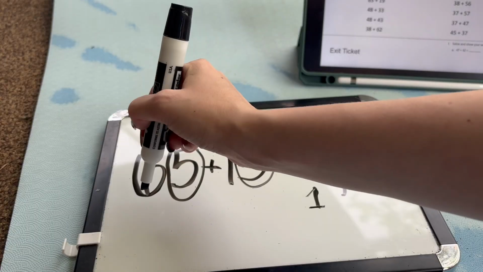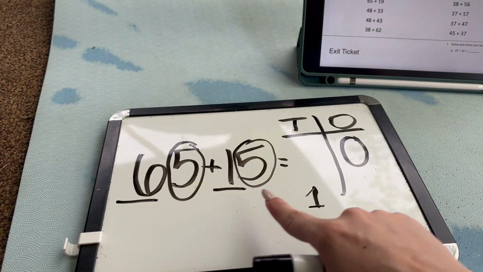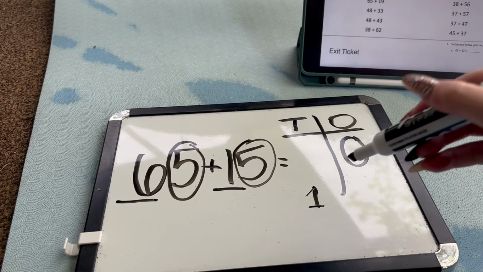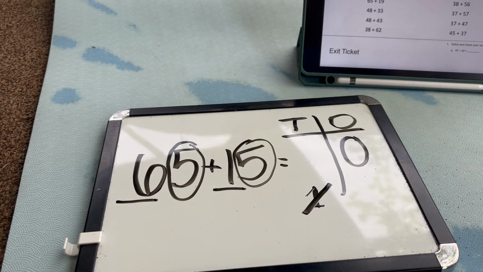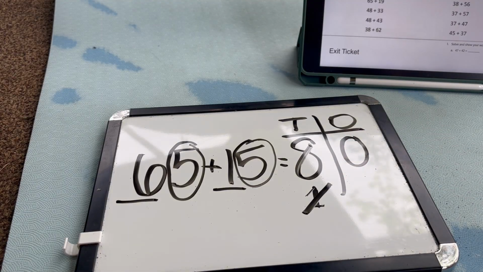Now let's underline our tens. I have 6 tens and 1 10. I know that 6 and 1 is 7, but I'm not going to put my 7 here yet. I need to add this 1. 7 plus 1 is 8.